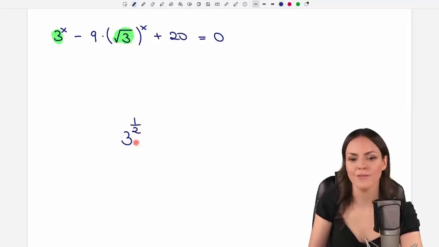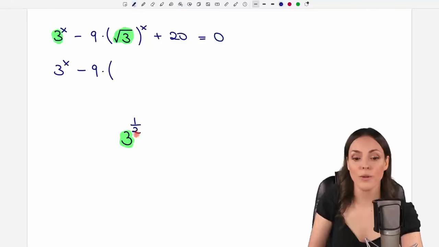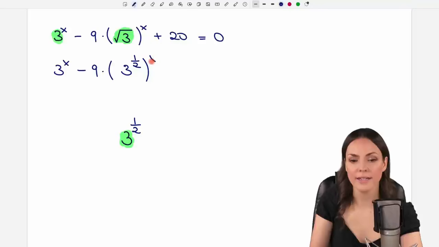Instead of the square root, I just write it like this. And then I have my base 3 that I was looking for. So let's write this expression here as this. We have 3 to the power of x. We subtract 9 times. Instead of the square root, we write this power here and raise it to the power of x. And then we write down the rest of the equation.